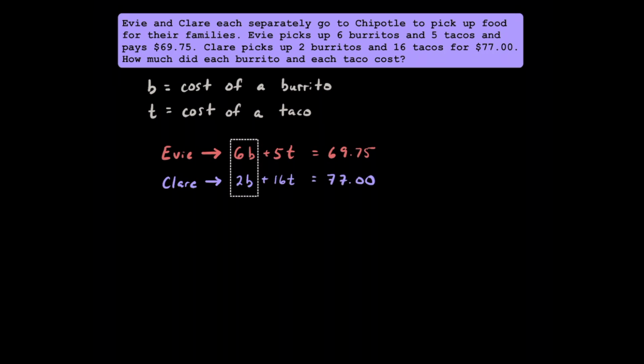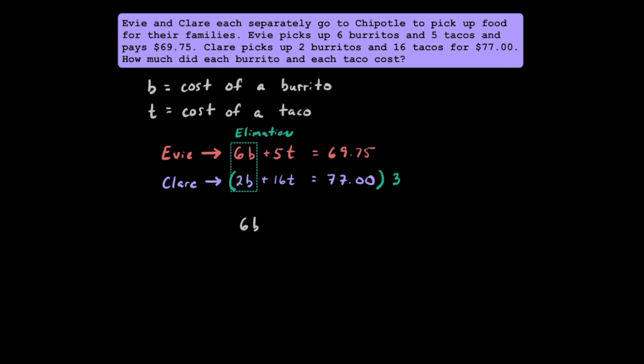It's important to know that 6B and 2B represent the total cost of the burritos, 5T and 16T represent the total cost of the tacos, and $69.75 and $77 both represent the total cost of each of their orders. I'm going to use elimination to solve this system. I think it makes sense to eliminate the b's here because we can just multiply the bottom equation by 3 to get 6, which is the LCM for 2 and 6.